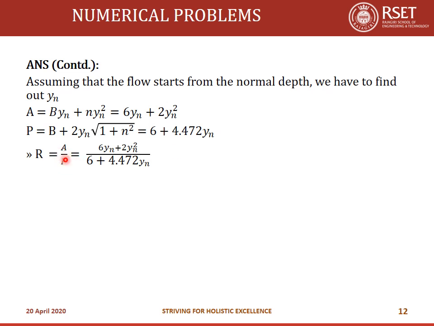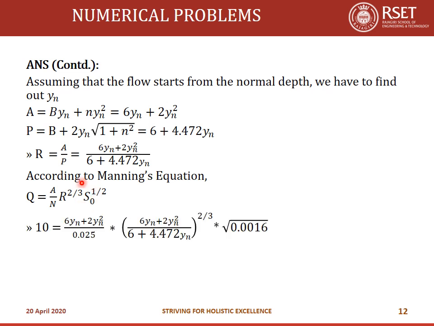Hydraulic mean depth is area by wetted perimeter. So I've directly substituted the values. According to Manning's equation, Q is equal to A by N R raised to 2 by 3 S naught raised to 1 by 2. Now I'm using S naught here because it is a normal depth that I'm going to find out. So it is uniform flow, and so here I can use the bed slope. So I'm substituting the values.